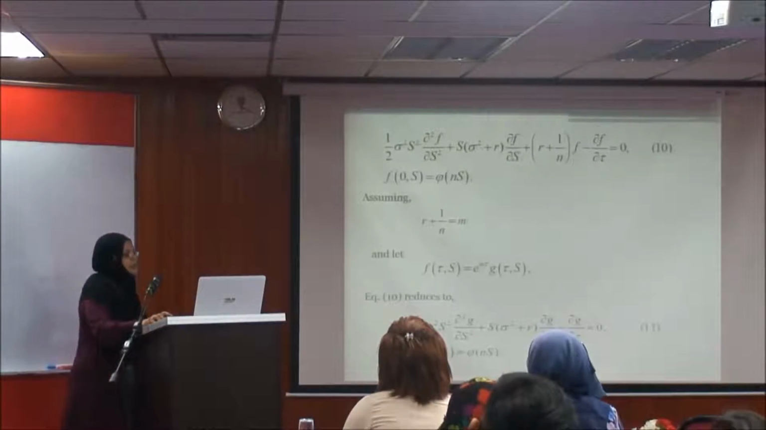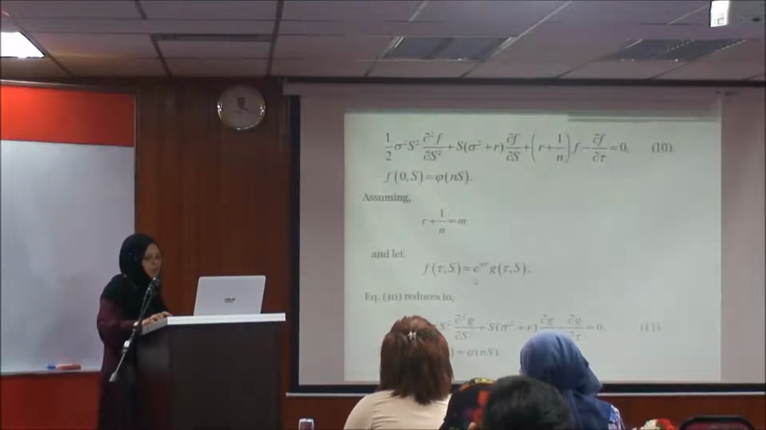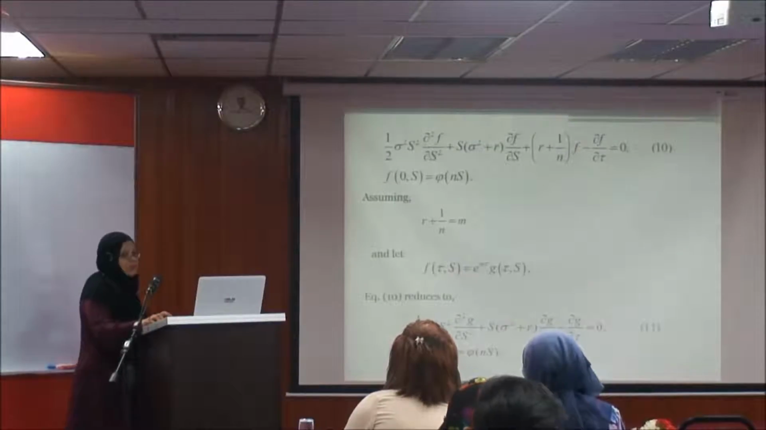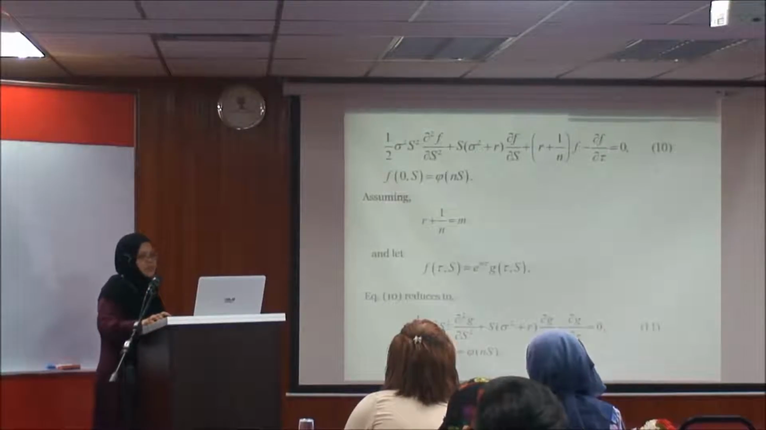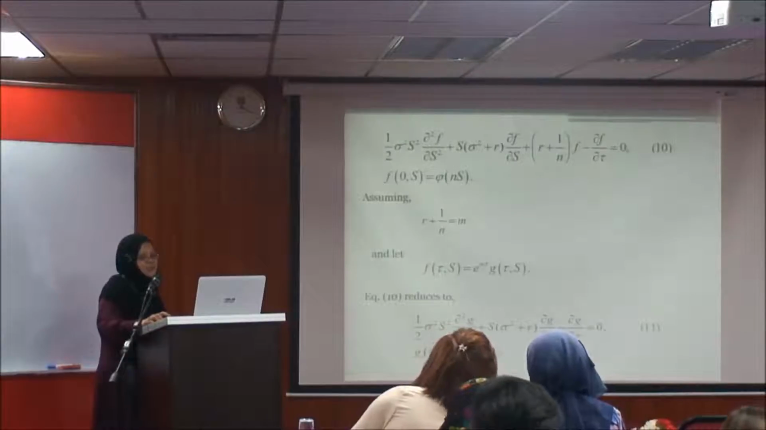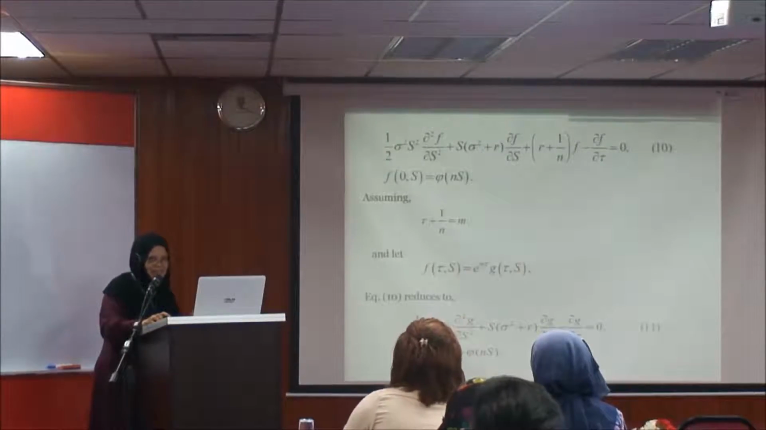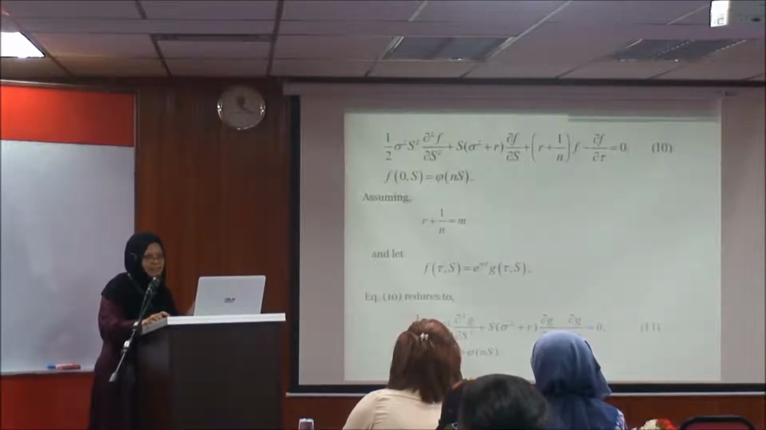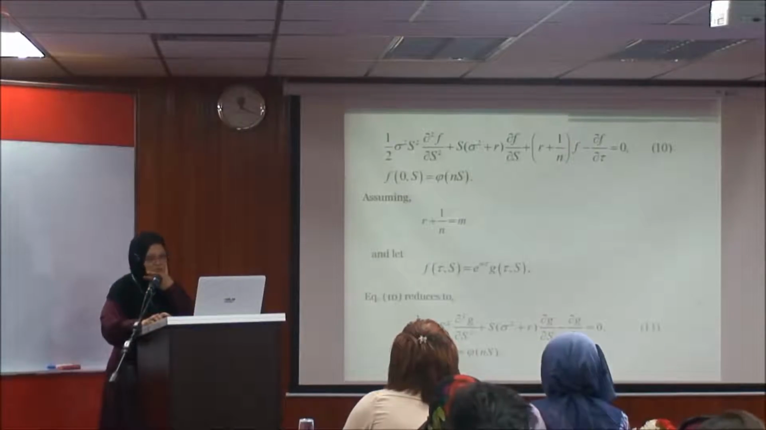So by using this f of tau of s, substituting with exponent of m tau g of tau of s, then we reduce this equation 10 into a simpler one. Now we can see that equation 11 is getting simpler. Am I right? It looks simpler, better, right? Okay. So what do we do now?